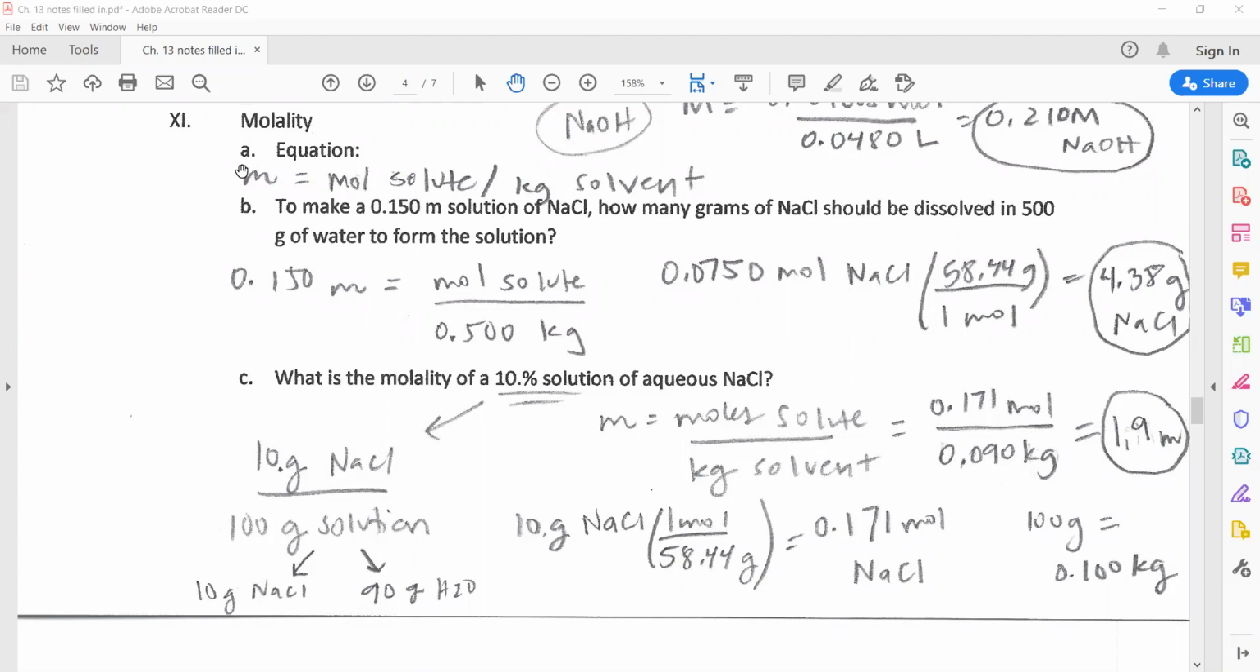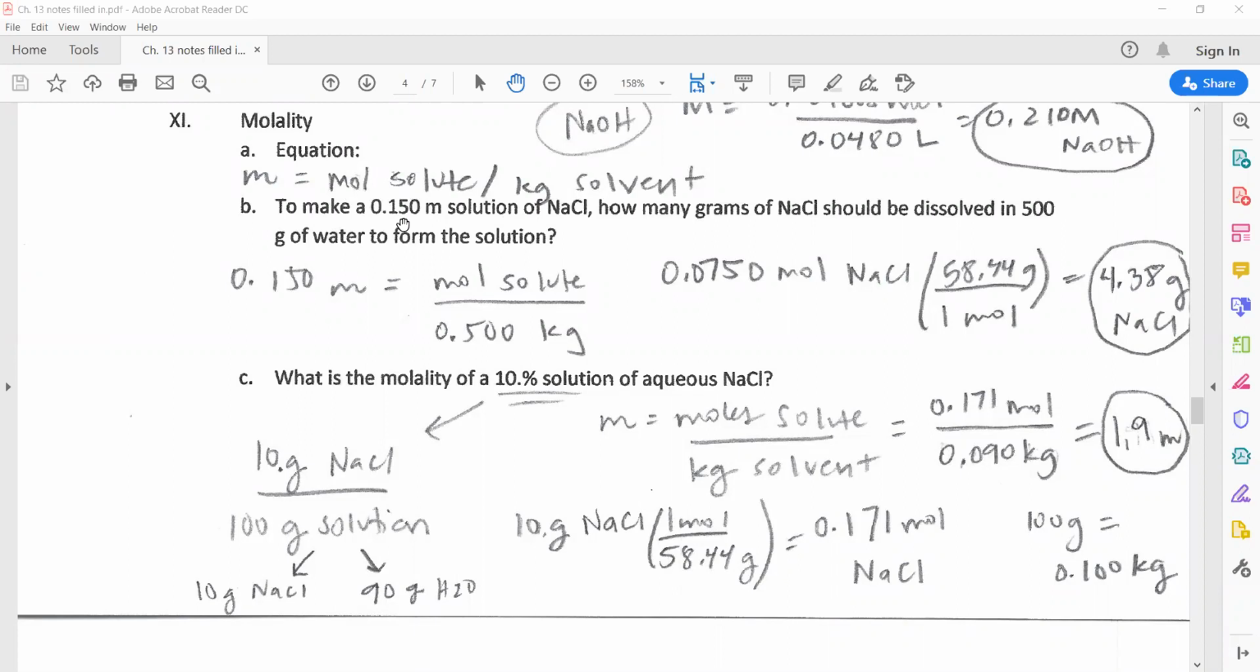Molality uses this small little cursive m, and what it equals is moles of solute over kilograms of solvent. This is very specific. It has to be moles of just the solute on top and kilograms of just the solvent on the bottom. So the units can either be moles per kilogram, but more often we use just a little cursive m for the units, which we could say molal.